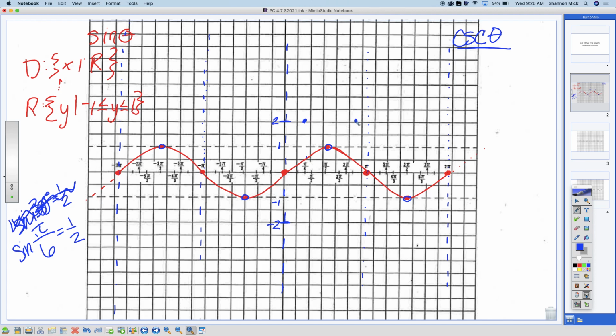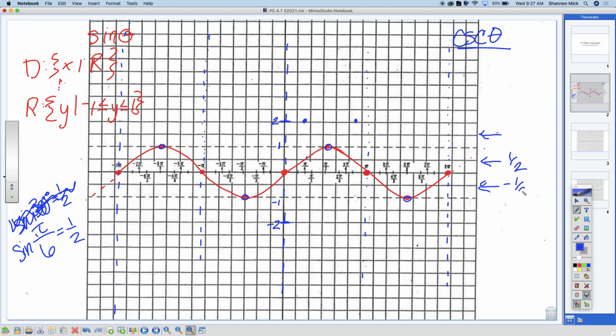Is it supposed to hit pi over 4? No, it'd be pi over 6. The reference angle would be pi over 6, and pi over 6 is not marked on here. What line is that, right here that I'm pointing at? 1.5. What line is this one right here that I'm pointing at? Half. So what is the reciprocal of a half? 2. So every time my line hits 1/2, or what's this one?